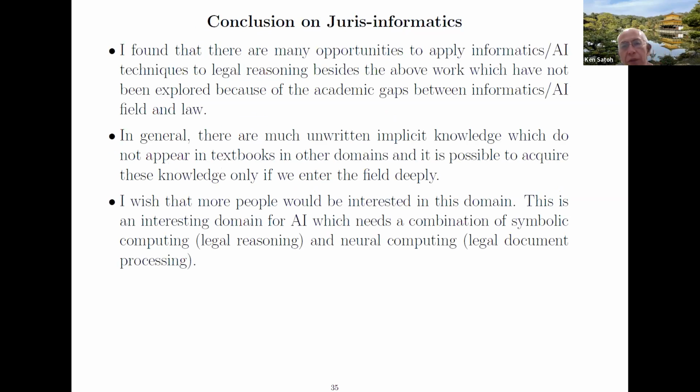Okay, so a conclusion on judicial informatics: I found that there are many opportunities to apply informatics and AI techniques to legal reasoning besides the above work, which have not been explored because of the academic gaps between informatics, the AI field, and law. In general, there is much unwritten implicit knowledge which does not appear in textbooks in other domains, and it is possible to acquire this knowledge only if we enter the field deeply. In my case, I entered law school to understand the problem deeply. And I wish that more people would be interested in this domain.